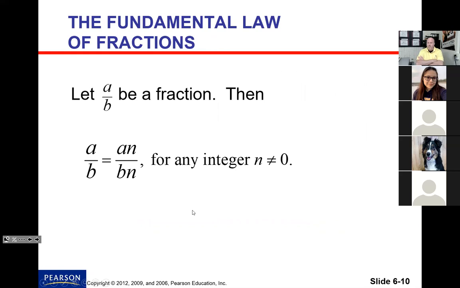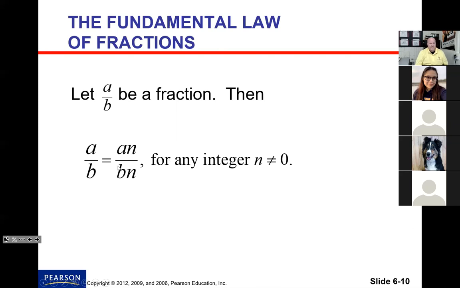If you multiply both the numerator and denominator by the same amount, in this case, whatever n happens to be, as long as n is not 0, remember, because then our denominator would be 0, if you multiply it by any number, you get an equivalent fraction. It's a fundamental law of fractions. Whatever fraction you take.